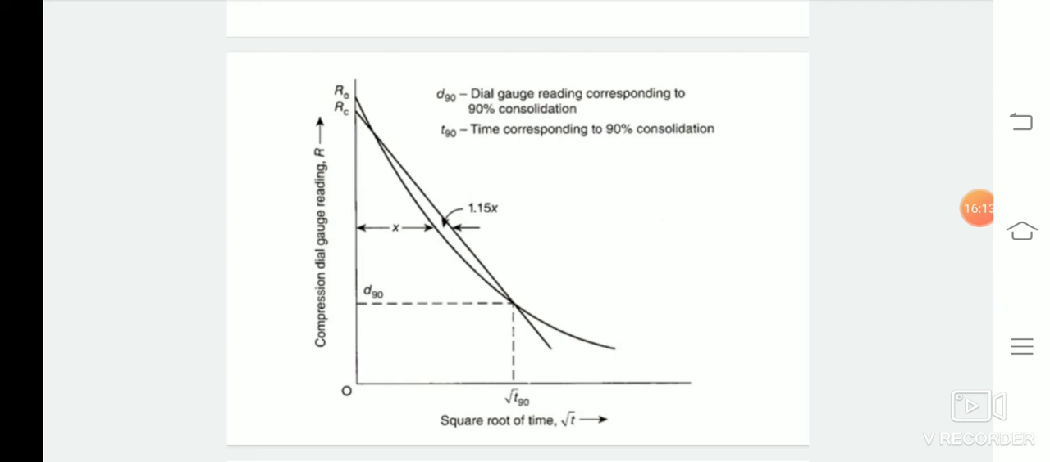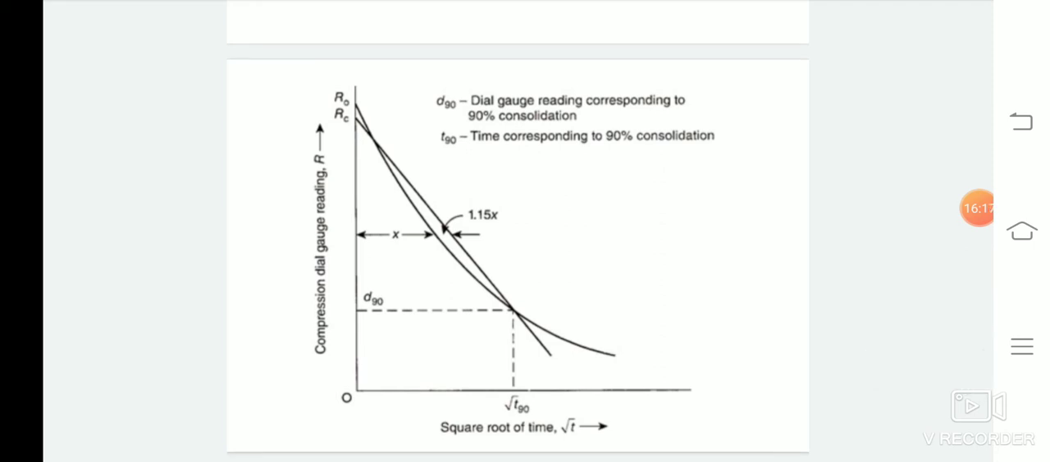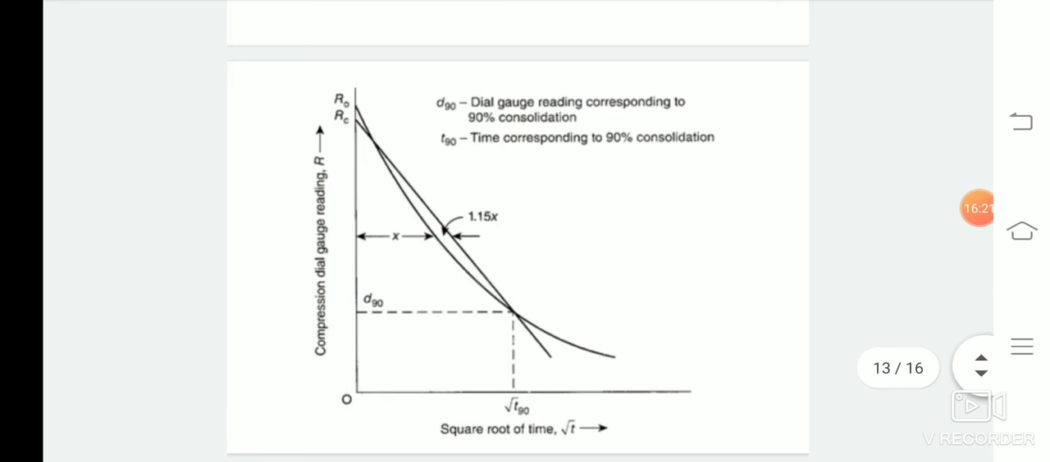So from RC, we can draw a straight line such that its abscissa at any point is 1.15 times that of the initial straight line portion of the consolidation curve. The intersection of this line with the consolidation curve gives a point P corresponding to 90% consolidation. The abscissa of the point P gives root over of T90.